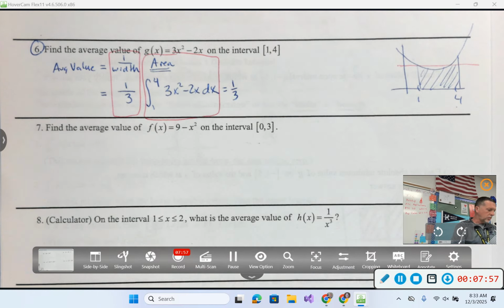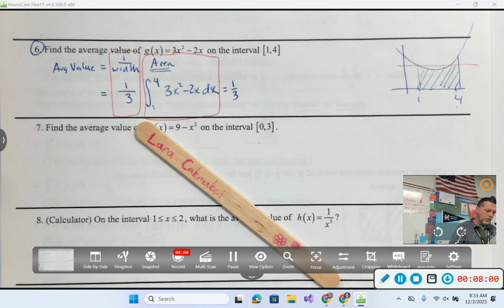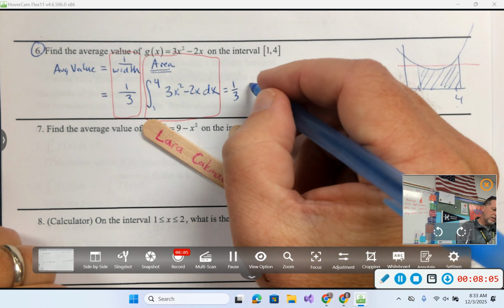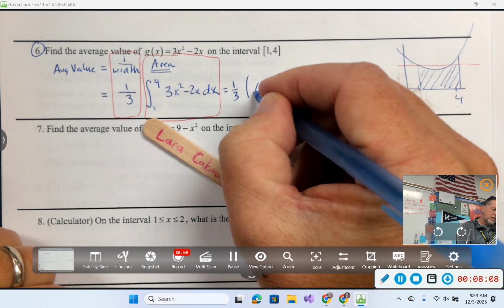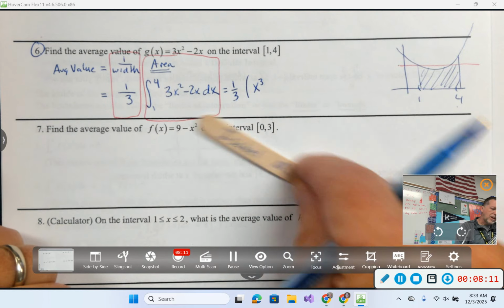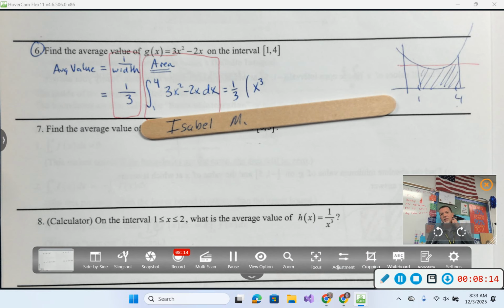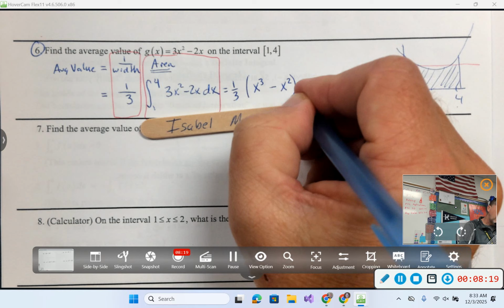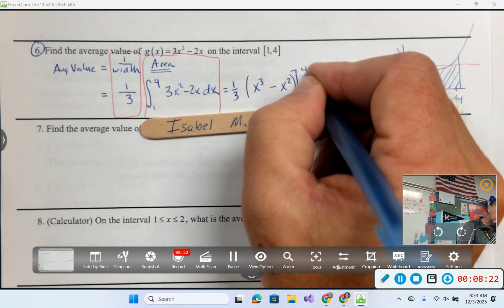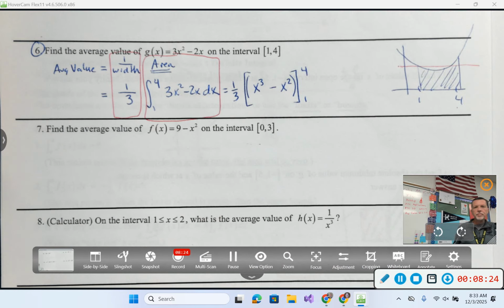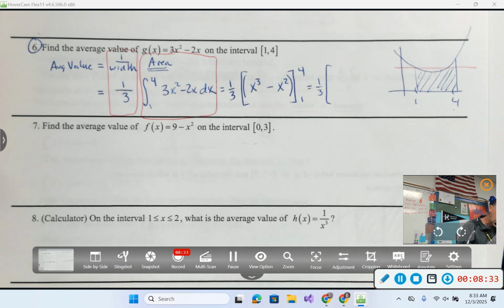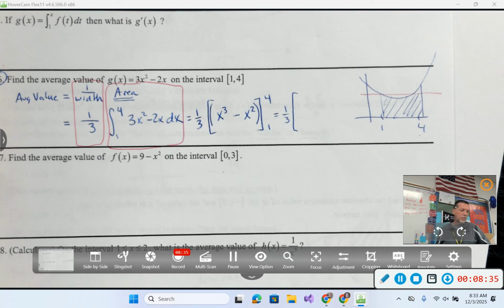Okay, so now let's do some antiderivatives here. Laura, what's the antiderivative of 3x squared? X cubed. Good. It's nice when they give us easy ones to deal with. Isabel, what's the antiderivative of negative 2x? Negative x squared. And then I need to plug in 1 and 4. I'm going to leave the 1/3 just out front of everybody.